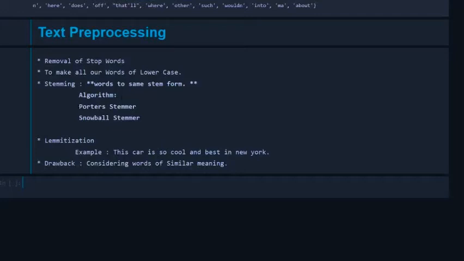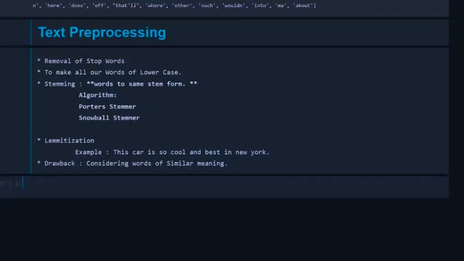Okay, so there are two algorithms, Porter stemmer and Snowball stemmer. Porter is a little older algorithm, and the Snowball stemmer is far more powerful, and we will implement it and see how it works.